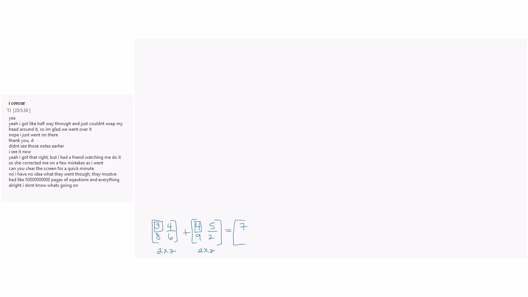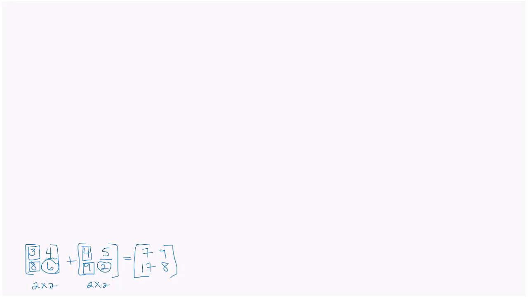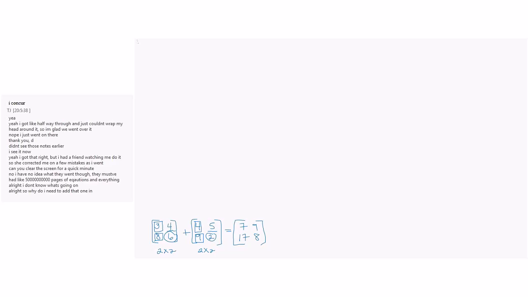4 plus 5 gives us 9. 8 plus 9 is our next one, so that's going to give us 17, and 6 plus 2 is going to give us 8. So adding and subtracting, you're going to find, is super easy. Multiplying by a single coefficient is going to be easy. It's when you multiply by matrices that aren't of the same order that it gets a little bit complicated, but with practice it's not too bad.